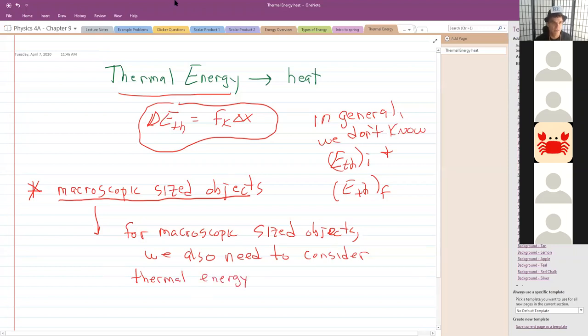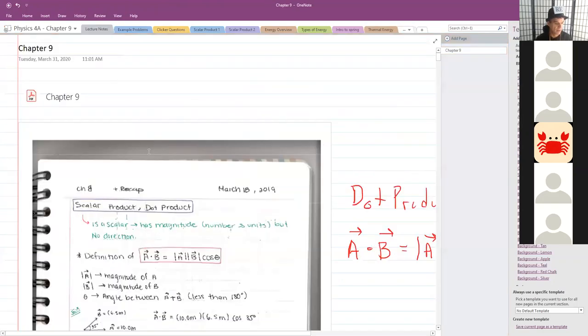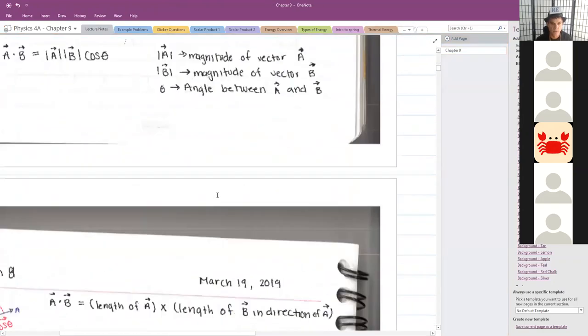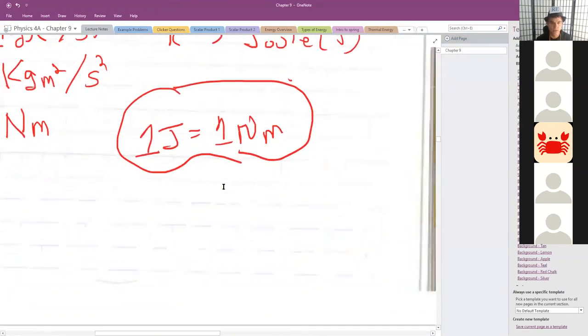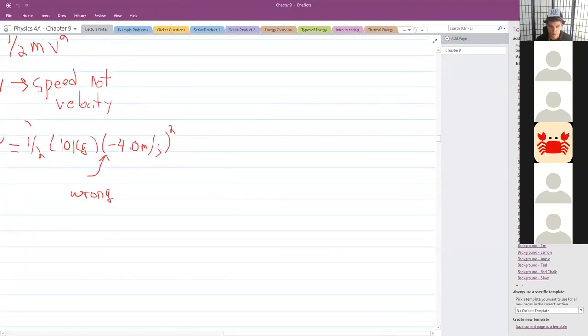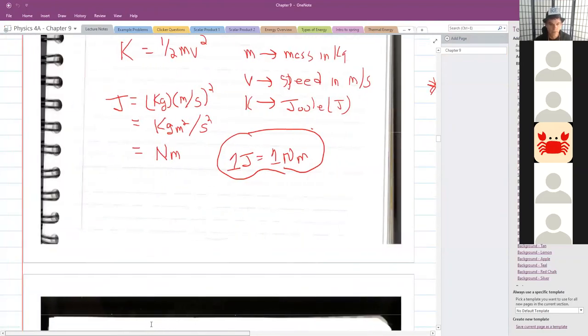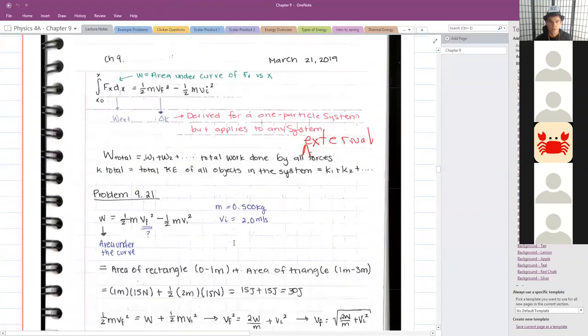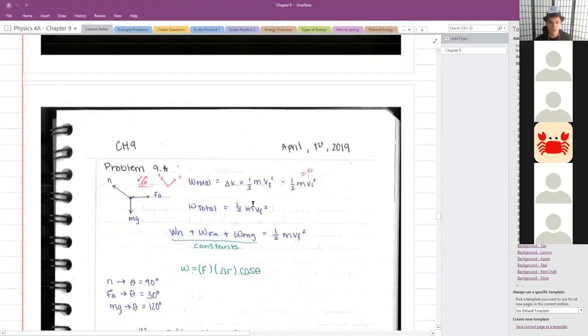And let me just, I think I have this better in the lecture notes. That's April 2nd. Let me just scroll down here for a second. Sorry, this is going so fast. Whoa.